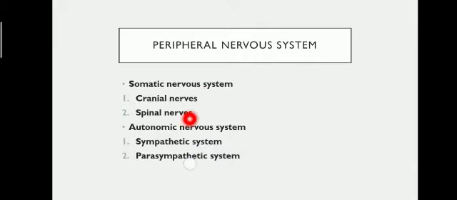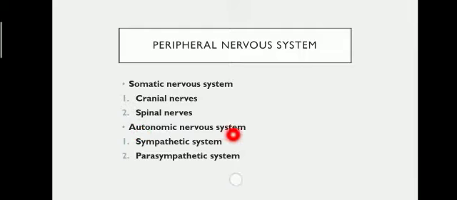And in case of the spinal nervous system, the impulses move from the sensory organs first to the spinal cord and then to the brain. So that type of nerves which arises from the spinal cord is known as spinal nerves, and cranial nerves are the nerves arising from the brain and directly connected to the sensory organs. So there are two types of somatic nervous system, that is cranial nerves and spinal nerves.